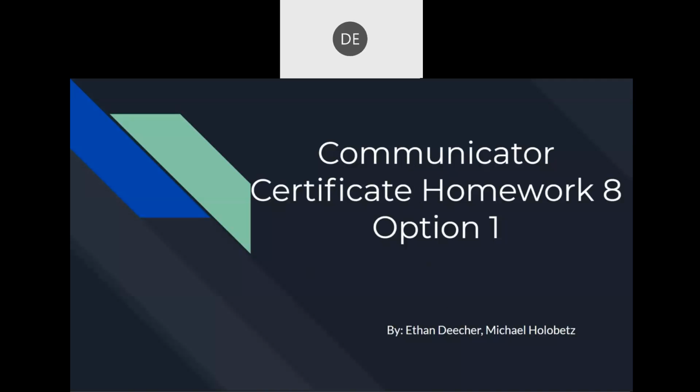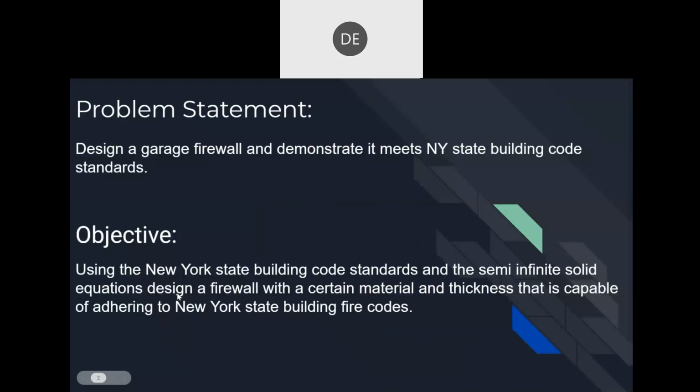So, to get into things, the task for this problem was to design a firewall and demonstrate that it meets the New York State Building Code standards. The objective: using New York State Building Code standards and the semi-infinite solid equation, design a firewall with a certain material and thickness that is capable of adhering to New York State building fire codes. To do this, we did some research on the fire codes, which we'll get into later, as well as made some assumptions that you will see in the following slides.